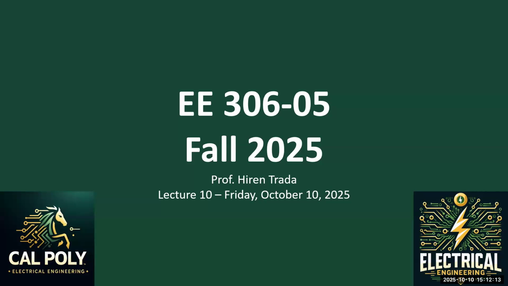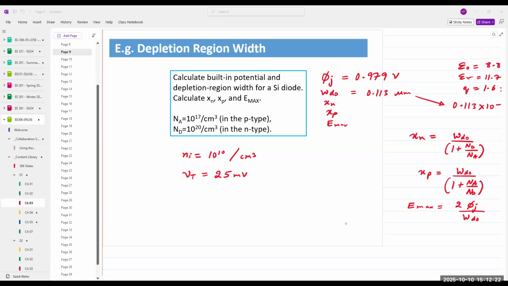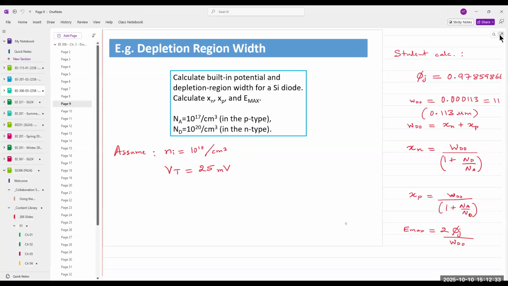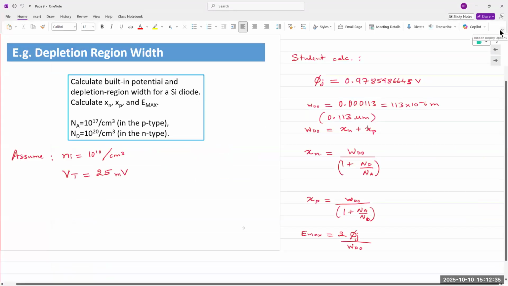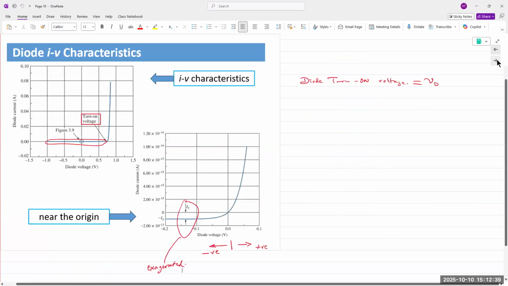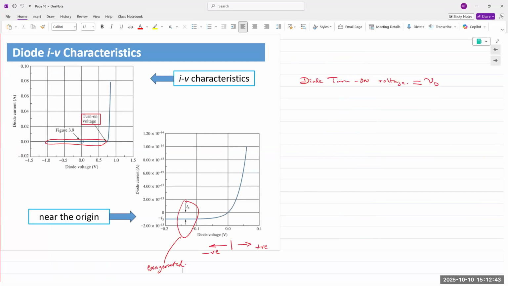All right, let's see. Where did we stop last time? No, not there. That one. Okay. All right. 306, page 9. Then let's move on to the next. All right, everybody, let's focus.